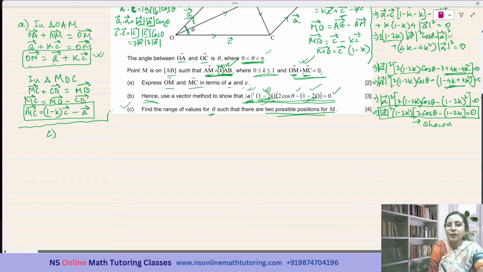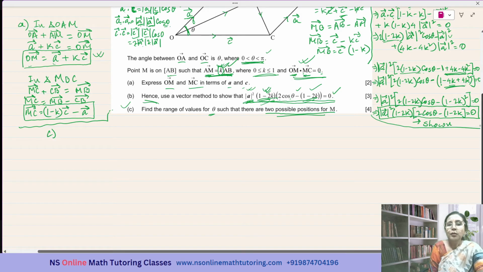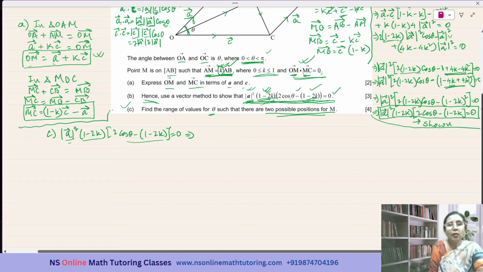I start the answer for this part C over here. So I'm taking this equation: magnitude of the vector A whole square, (1 minus 2k) and (2 cos theta minus 1 minus 2k) is equal to 0. This implies, obviously, magnitude of A is not equal to 0. It is given magnitude of A is not equal to 0. So either this is equal to 0 or this is equal to 0.